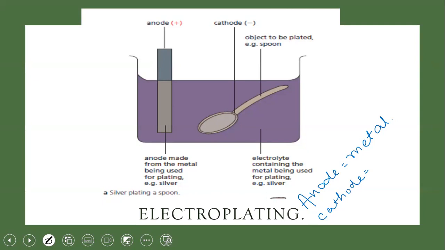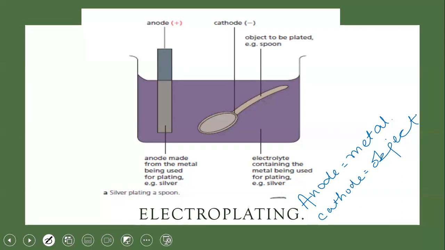The positive terminal is going to be the metal. What is going to be the cathode? My object, whatever object I want to cover. So if I want to cover a spoon, the spoon will be the negative electrode. If I want to cover a piece of jewelry, my jewelry is going to be the negative electrode. So my cathode will be whatever object I want to cover, and the anode is going to be whatever metal I want to cover it with.